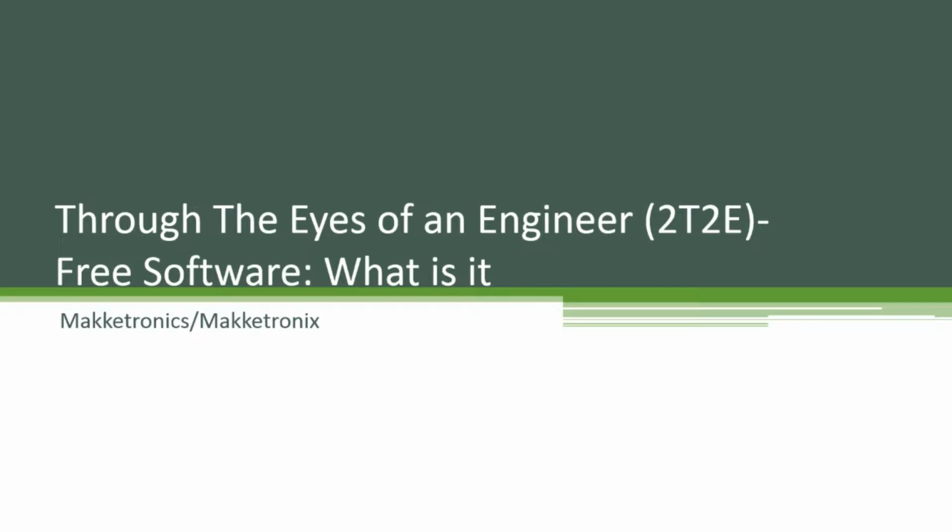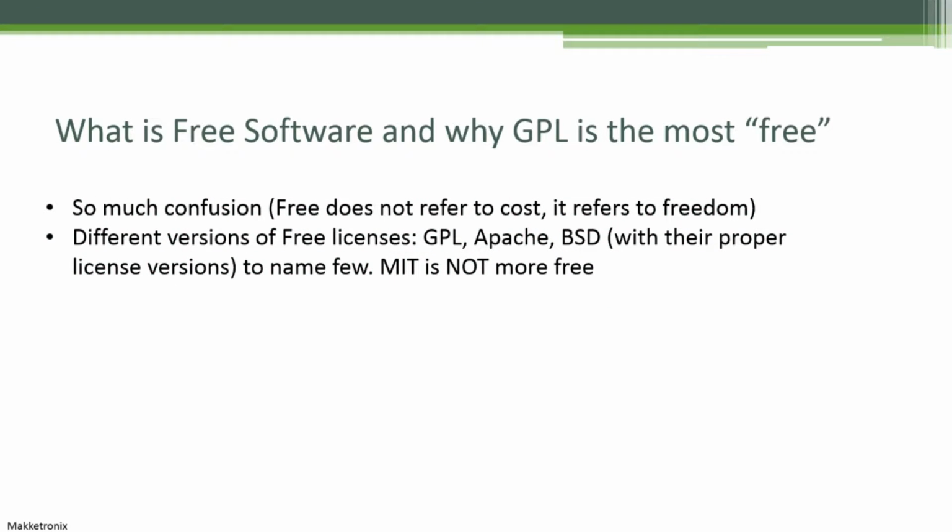We're going to talk briefly about what free software is. So what is free software and why is GPL the most free license? First, there is so much confusion about what free software is. You've probably heard that it does not refer to cost, it refers to freedom. It's free as in free speech, not as in free beer. There are also a number of free licenses, like GPL, Apache, BSD, and people argue about which one is more free than the other.